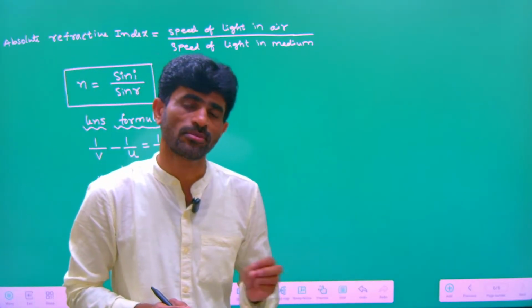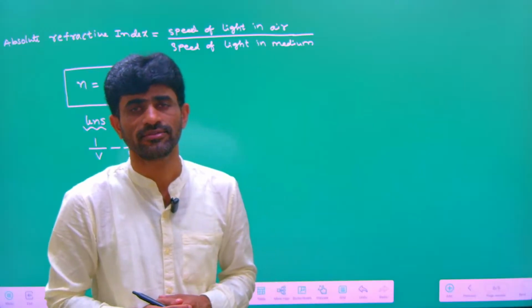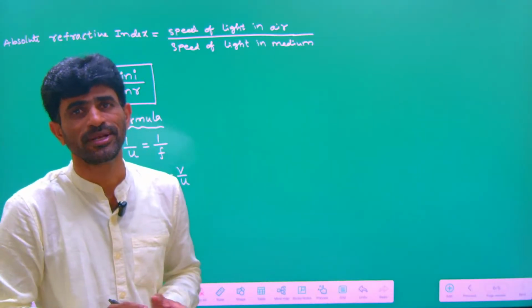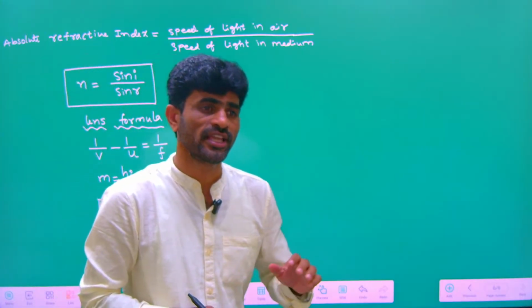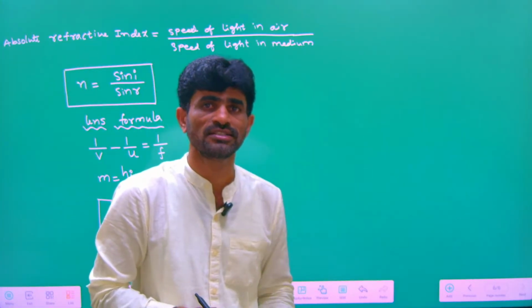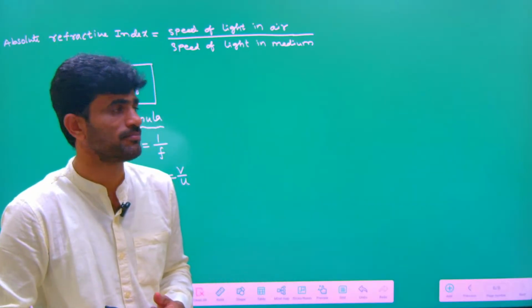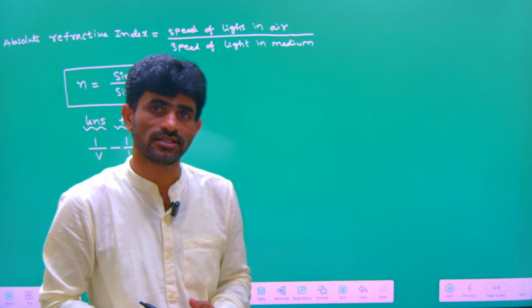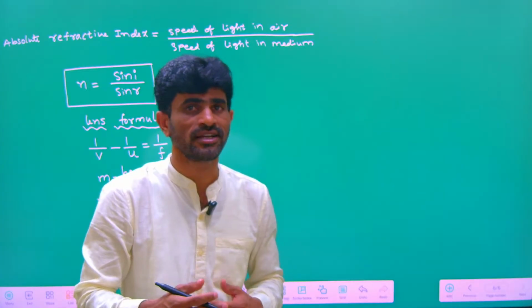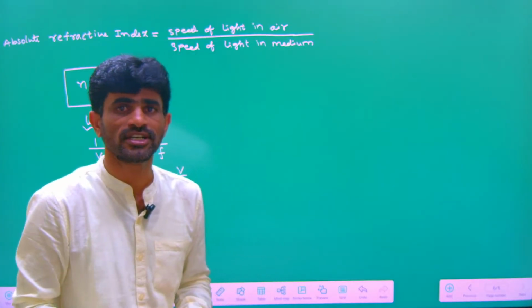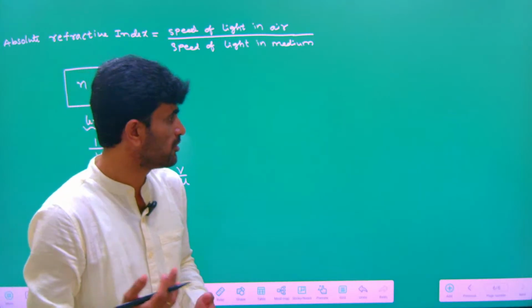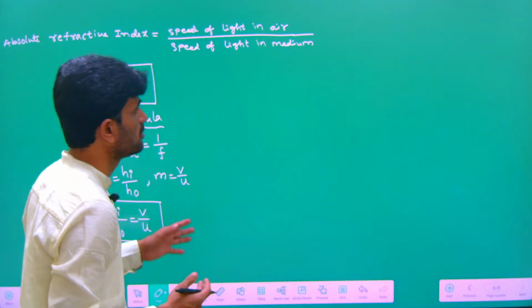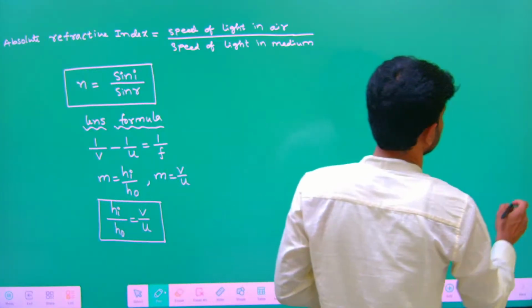Similarly, object distance is always negative. Image distance again depends. If the image comes on the left side of the lens, it is negative. If the image is forming on the right side of the lens, it is positive. Object height is always positive. Image height depends. If it is a real and inverted image, it will be negative. If it is virtual and direct, it is positive. Now let us see some problems so that we will understand better.